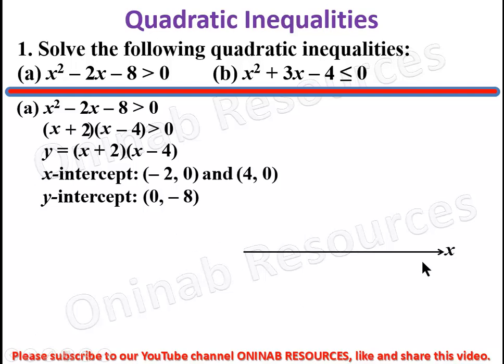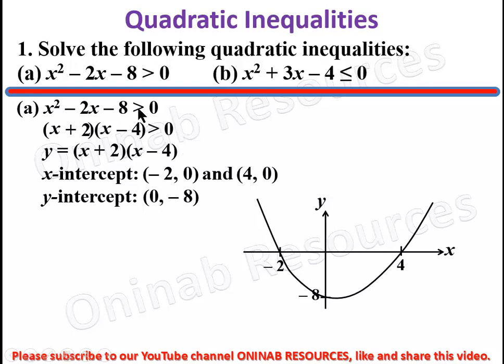So we have an x-axis, y-axis, negative 2 and positive 4, and here negative 8. So we have it as negative 8 here. Then we join the 3 points. So we've plotted the 3 points, we join them. So joining from here, yeah, we have joined the 3 points.